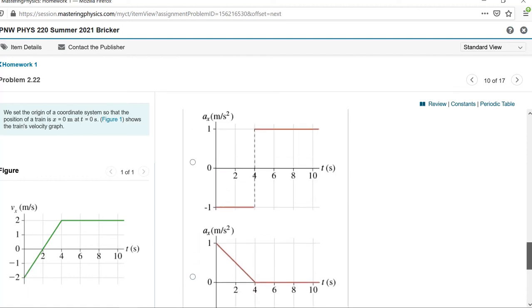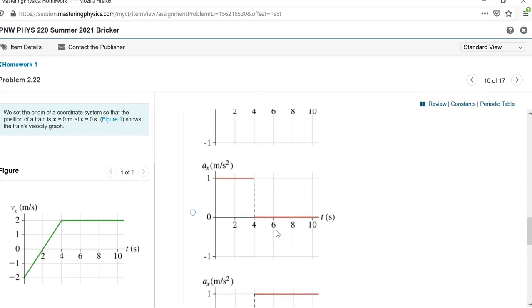Okay, so let's see which one corresponds to that. Here we go. The acceleration of 1 meter per second squared from 0 to 4 seconds. And then once you hit 4 seconds, there is no acceleration. The velocity is constant. Okay, so these graphs, just take your time, see what's being graphed. You should be able to go from one sort of graph to another graph like we did in this problem.